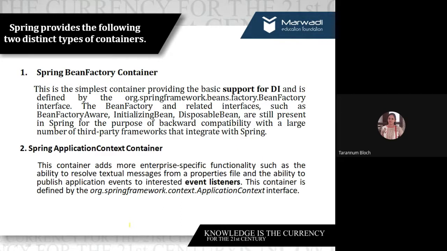So, when I say IOC container, Spring provides two different major containers for this task. Right? There are two different containers. The first one is Spring bean factory container, and the second one is Spring application context container. Right? In exam, people may ask you, what are the types of container Spring supports? IOC containers come in two distinct types. We call them the Spring bean factory container and Spring application context container.